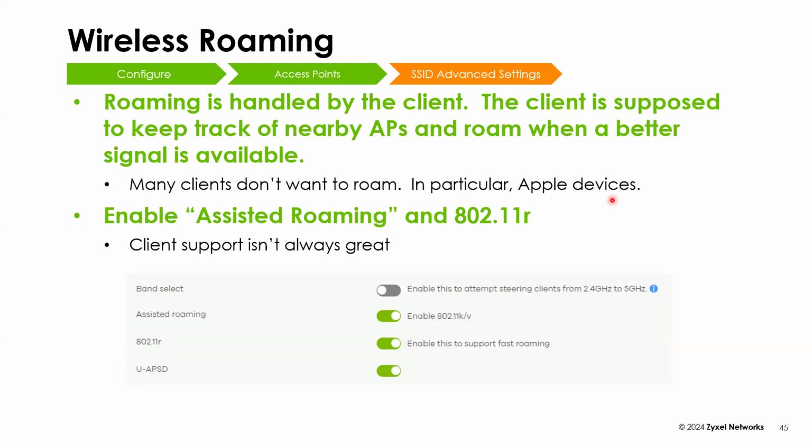One of the things you can do is enable assisted roaming. This is something you can turn on here, which is 802.11k and v. In order for this to work, your client device needs to support 802.11k and v. And this allows the access point to tell the device, hey, bud, your signal's pretty low. Maybe you should try finding a closer access point. And also turn on 802.11r. This speeds up roaming and reduces the packet loss that happens when you switch from one device to another.